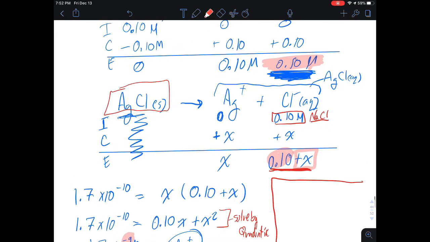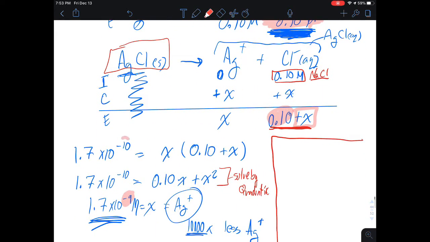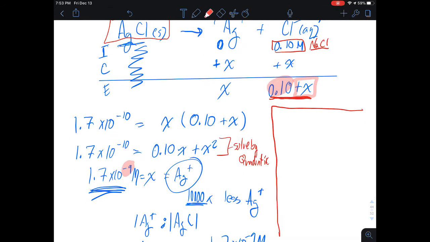So in some cases where we have a Ksp that has a very low number, right, a 10 to the negative 10, so a very small Ksp, we can pretend that this value here is 0.10. This is the estimate.